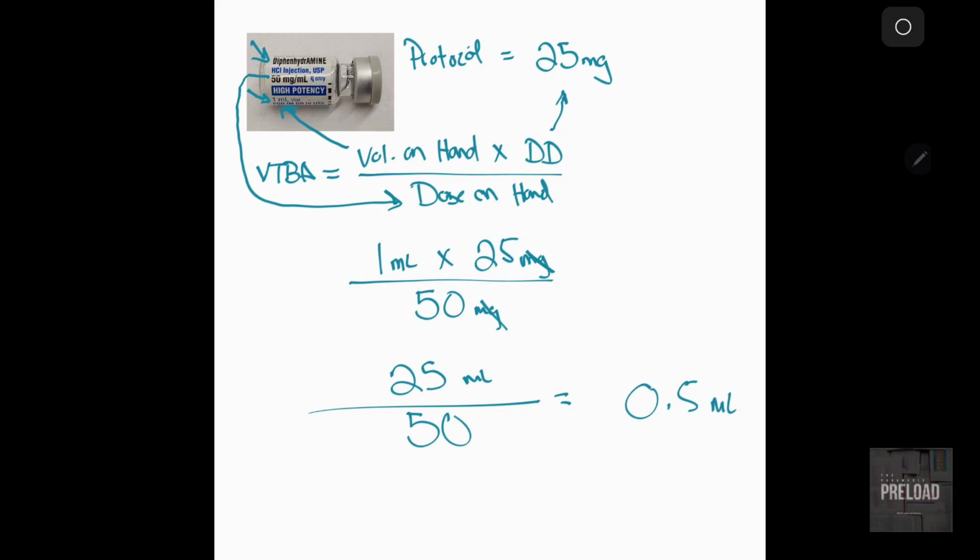mLs, which means that if we give 0.5 milliliters, or half of that vial right here, then we are going to get the desired dose of 25 milligrams for our patient going through this allergy issue that they have at the moment. And so that gives you volume to be administered equals 0.5 mLs.